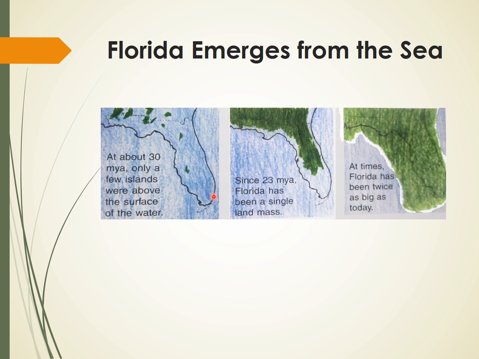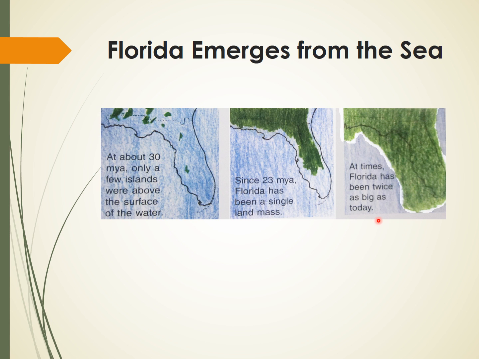This is obviously the outline of Florida today. And then 23 million years ago, Florida became the single landmass, like we just described in the last slide. Now, what's interesting is at certain times, Florida has been twice as big as it is today. You can see the outline of what it is today. Well, what would cause that? What do you think would cause that? And it's a pretty simple answer.